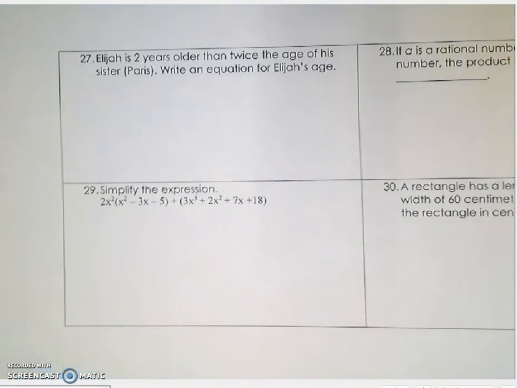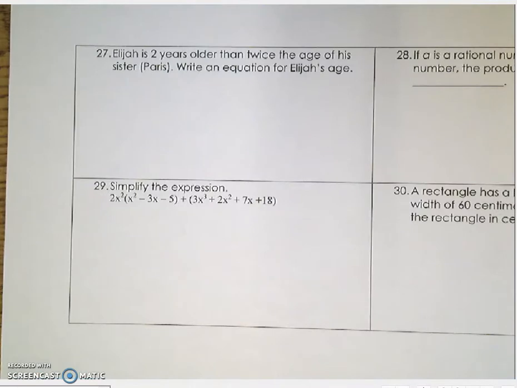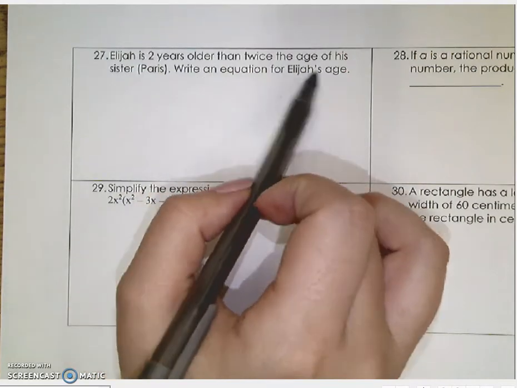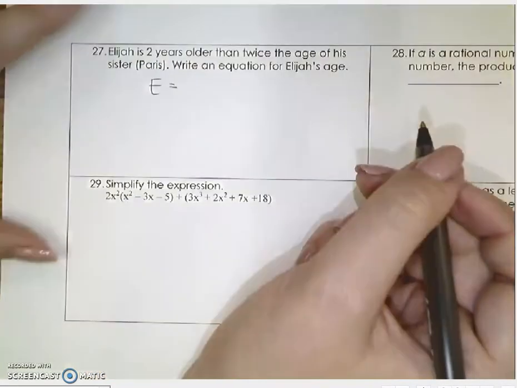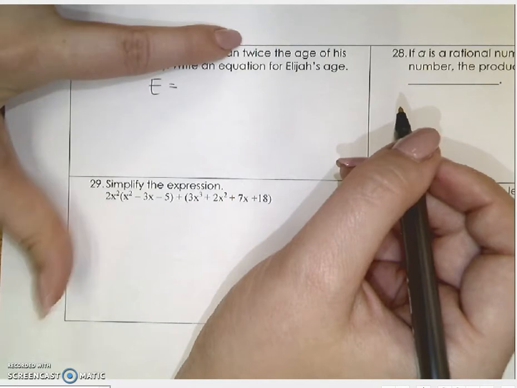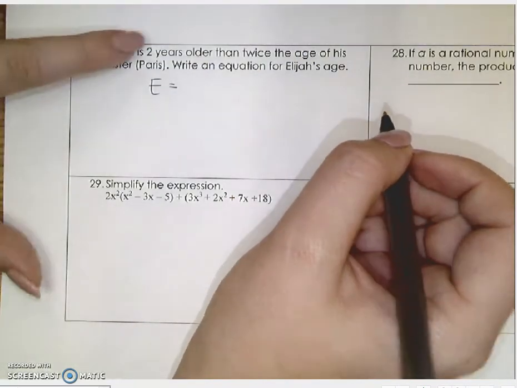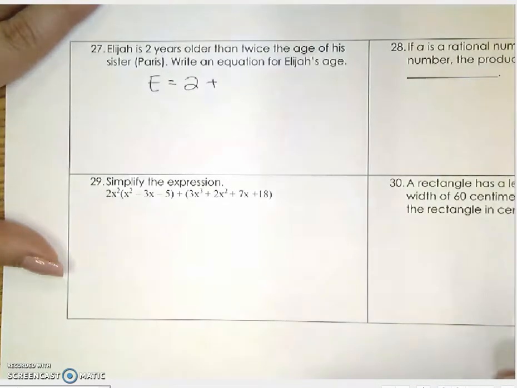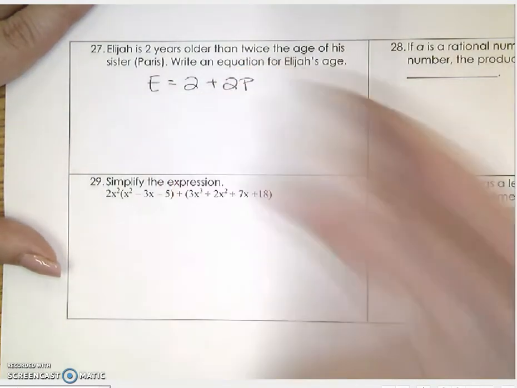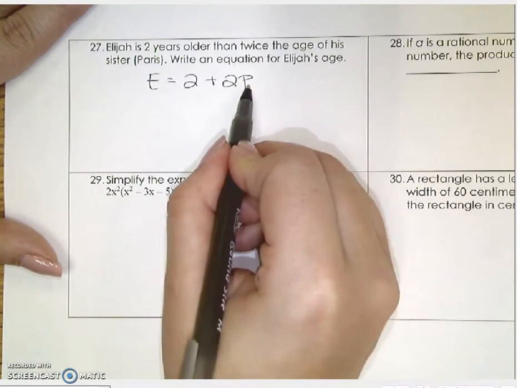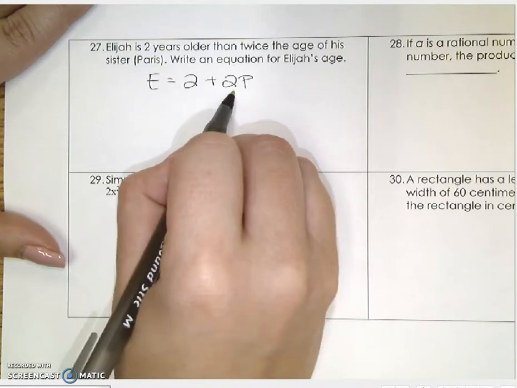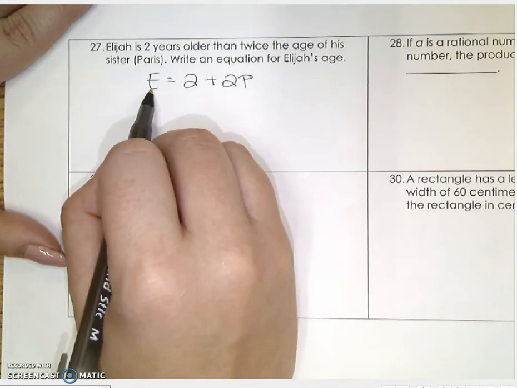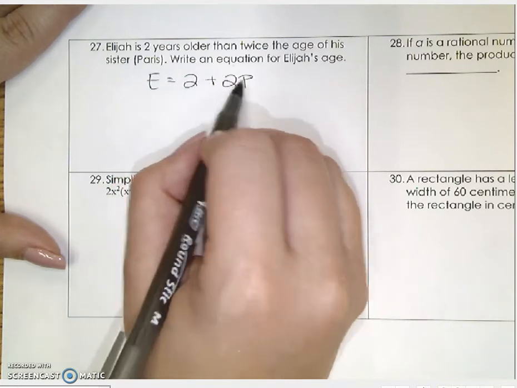Number 27 says that Elijah is 2 years older than twice the age of his sister Paris, and it wants us to write an equation for Elijah's age. So we're going to put E for Elijah equals 2 years older than twice the age of Paris. So he's 2 more than twice Paris's age. 2p represents twice Paris's age, and he's 2 years older than that. So the correct equation would be Elijah's age equals 2 plus 2p.